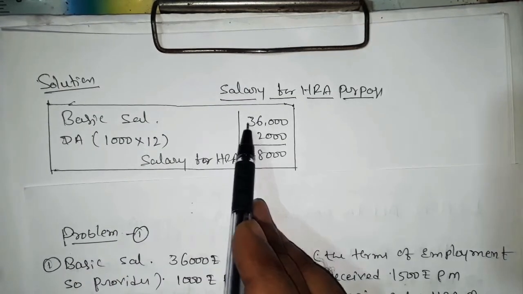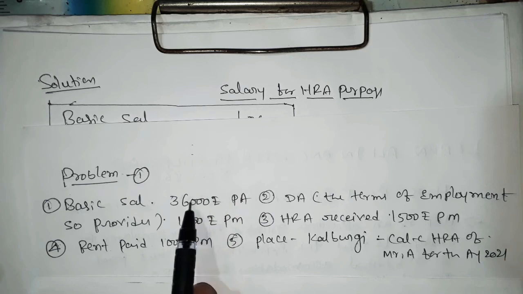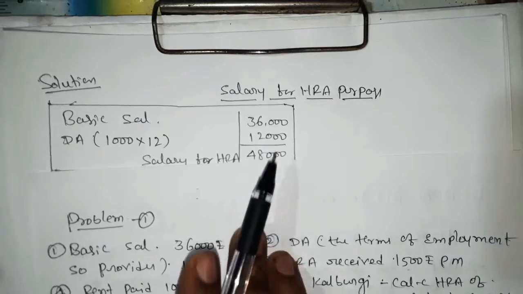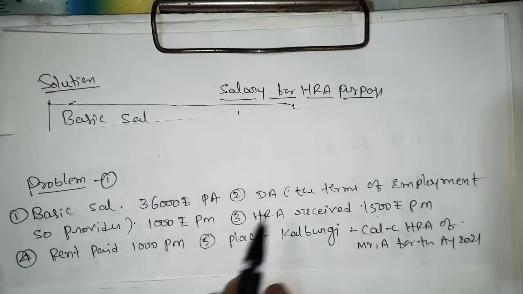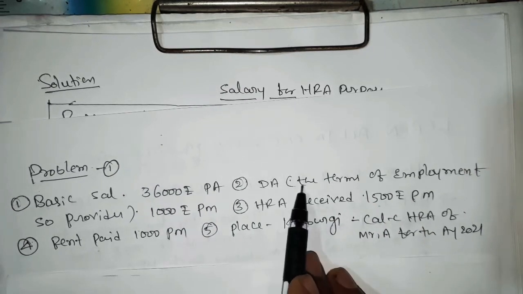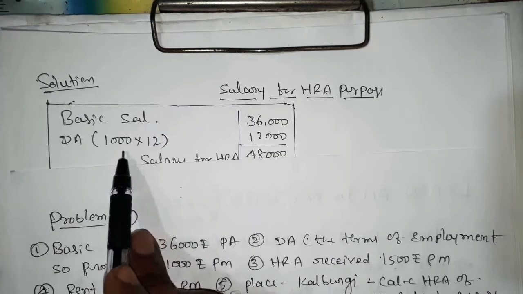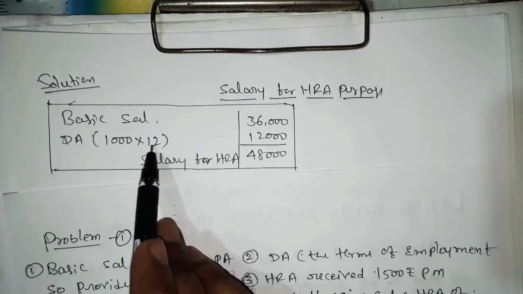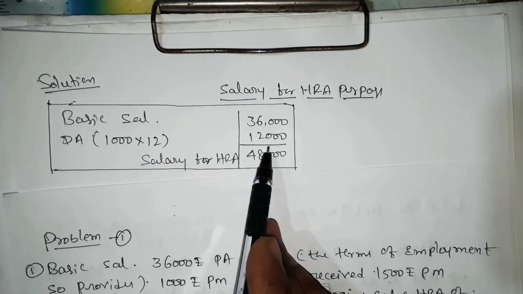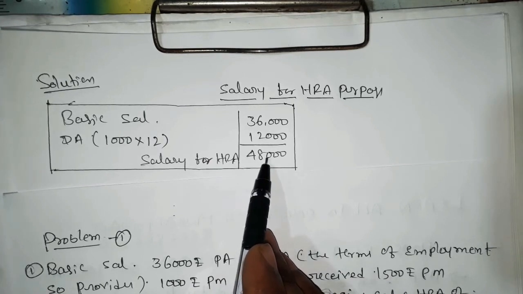The basic salary is 36,000 per annum, because it has been provided per annum. If it had been provided per month, we would take 36,000 into 12 and put the resulting amount here. Next, DA is 1000. The DA is provided under the terms of employment, so it comes under the RB also. 1000 into 12 converts it into per annum. The salary for the HRA is 48,000.